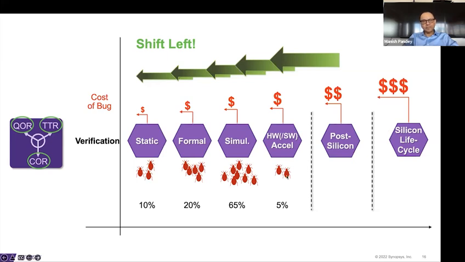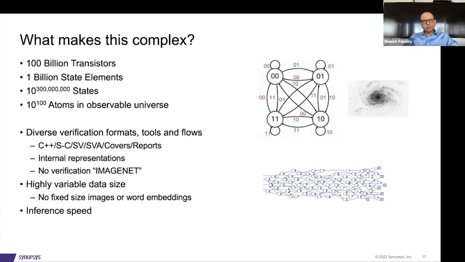Okay, so what makes the application of machine learning to verification complex? If you look at an SoC, in about two years they'll have about 100 billion transistors and about 1 billion state elements. That translates to 10 to the power 300 million states. To give an interesting comparison, the number of atoms in the observable universe is a tiny, tiny fraction of that, only about 10 to the power 100. So the number of states we're talking about is incredibly large.